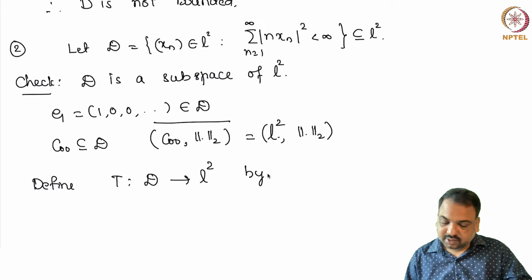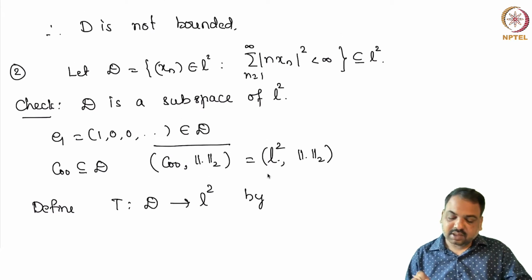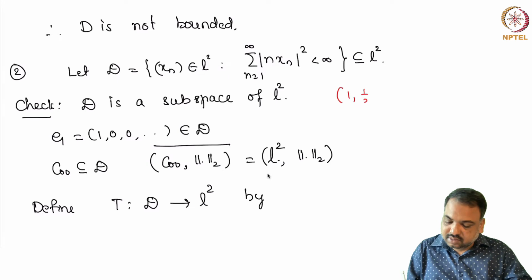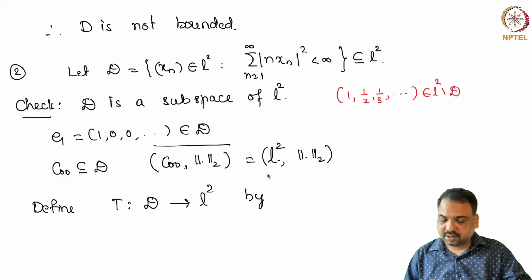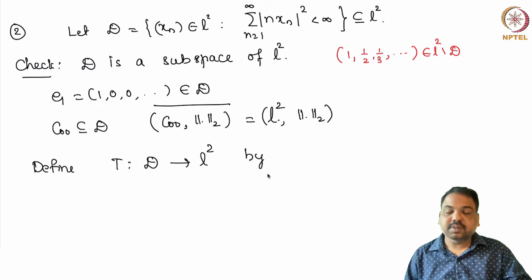But this is not the full space, because you can always find an element in L2 which is not in D. For example, you take 1, 1/2, 1/3, and so on. This is in L2, but it is not in D, because when you look at the summation n equal to 1 to infinity of n times xn, that will be 1. So if you take the sum, it is not finite. So this is a proper dense subspace of L2.